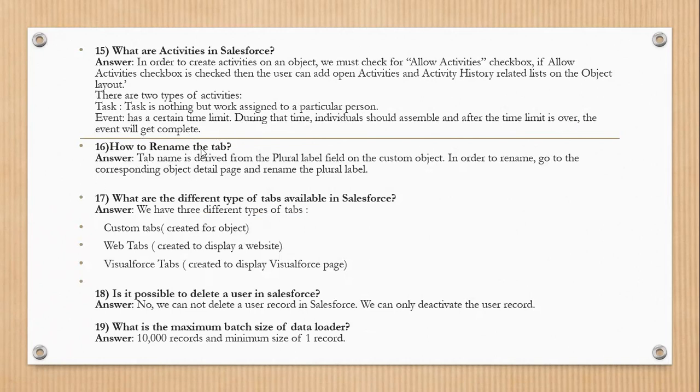Next question, how to rename the tabs? Tab names are derived from the plural label field on the custom object. In order to rename, go to the corresponding object details page and rename the plural label. Next question, what are the different types of tabs available in Salesforce? We have three different types of tabs. Custom tabs are created for objects, web tabs are created to display a website, and Visualforce tabs are created to display a Visualforce page.